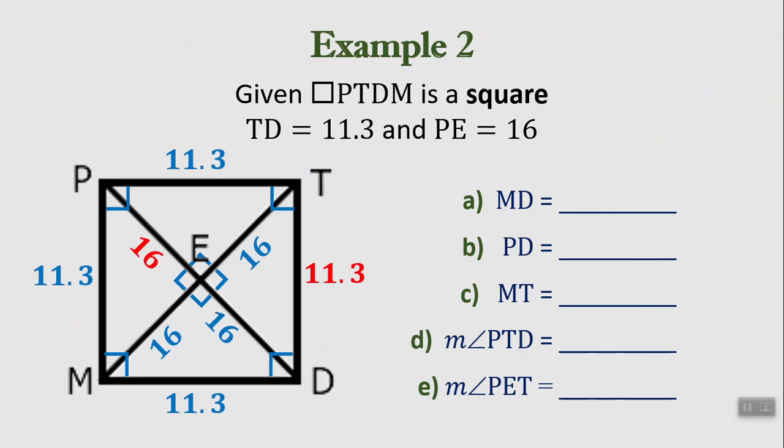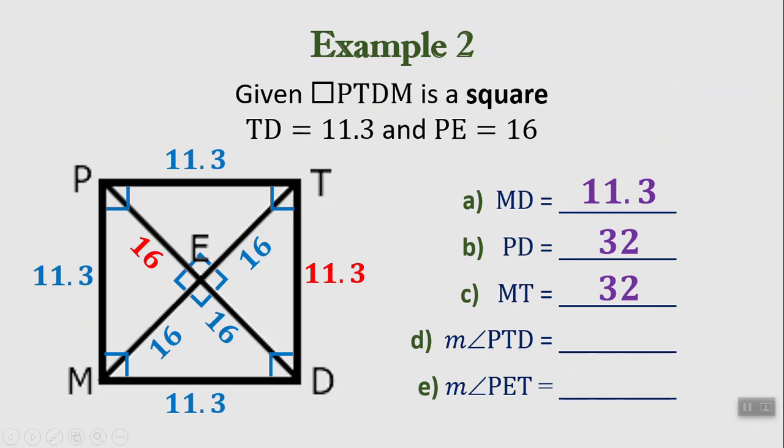What's the length of MD? Well, I look and see right there that it's 11.3, so I can write that in. PD. PD is the entire diagonal, and I can see it's made of two parts that are of length 16, so we add those together, and PD is a length of 32. MT is my other diagonal, so I know it's going to be the same measure. That's also 32.